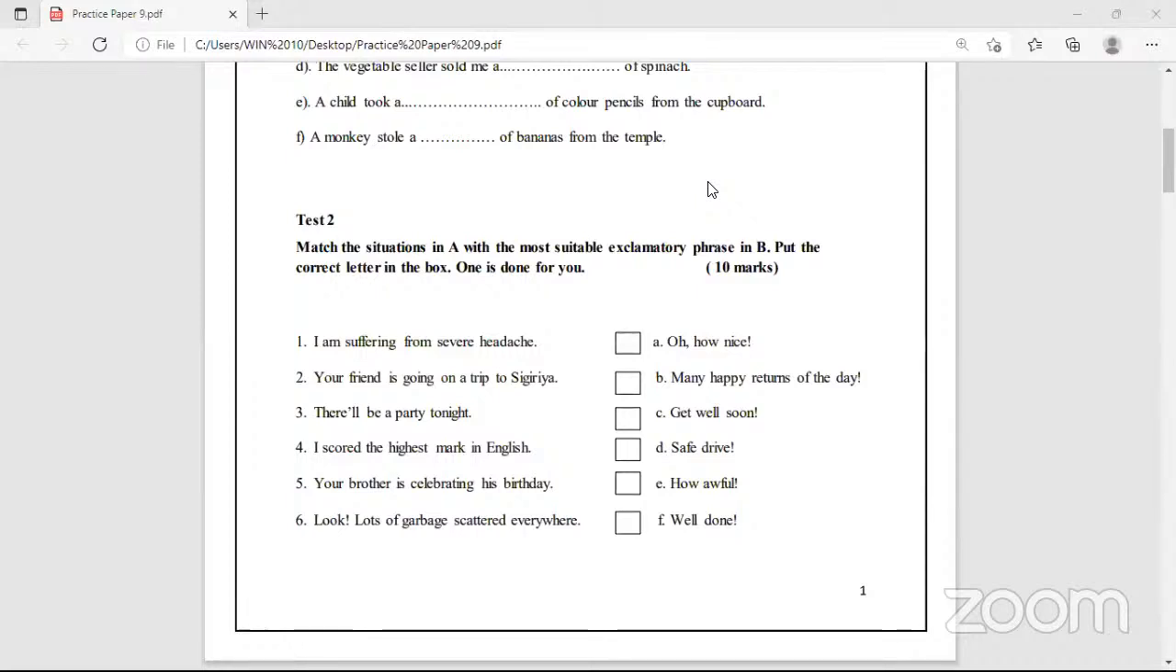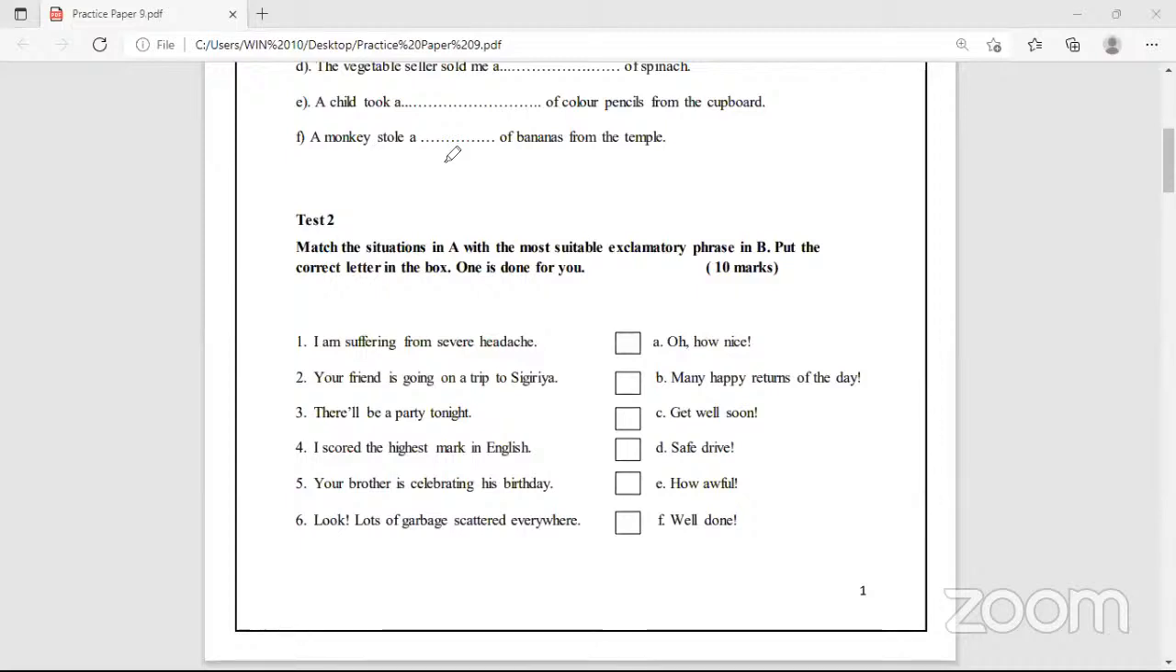Match the situations in A with the most suitable explanatory phrase in B. Put the correct letter in the box, right? So you have to match them together and put the correct letter here. Don't misunderstand the task here. You have to put the suitable letter in this box. No need to write the number. So you have to match the correct response and write the letter in the relevant box. Right, let's start that question.